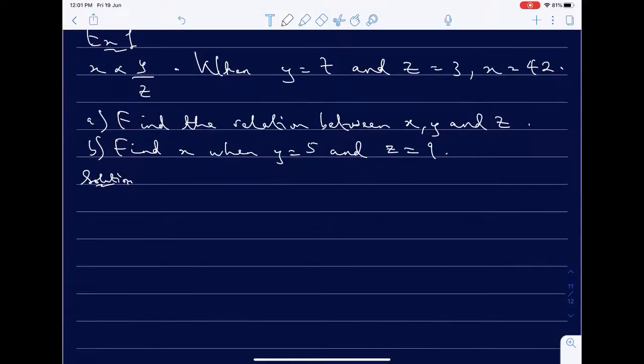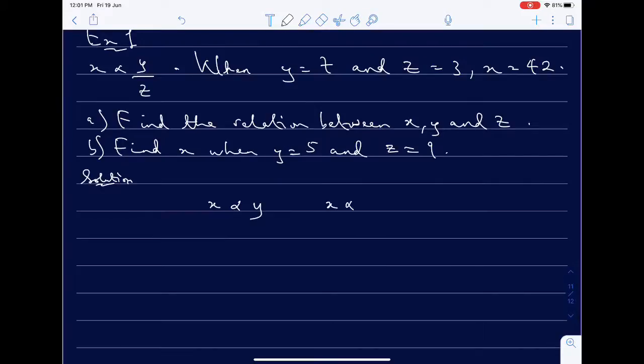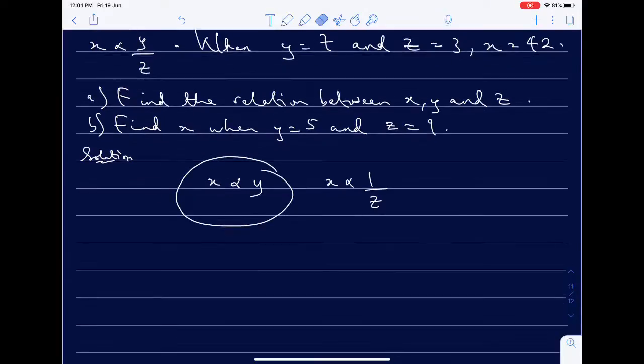Now, of course, just as a quick review, if I write this, and this, this simply means x varies directly as y, which you would write as x equals ky, where k is a constant, while this simply means x varies inversely as z, which you write as x equals k over z, where k is a constant.